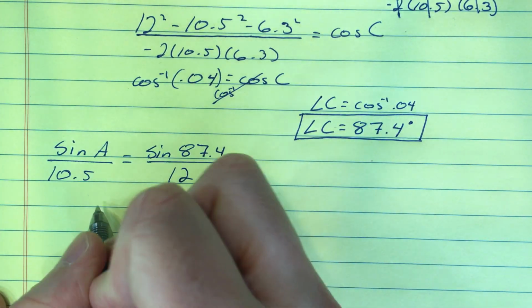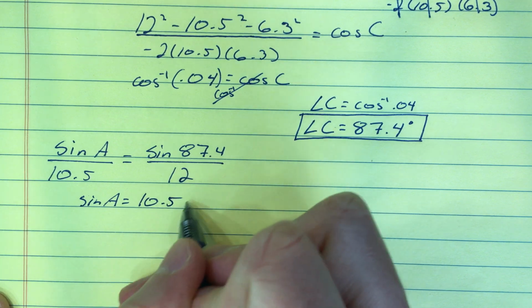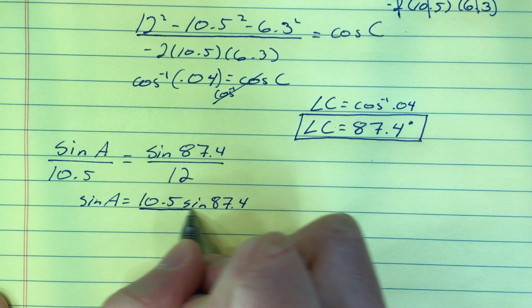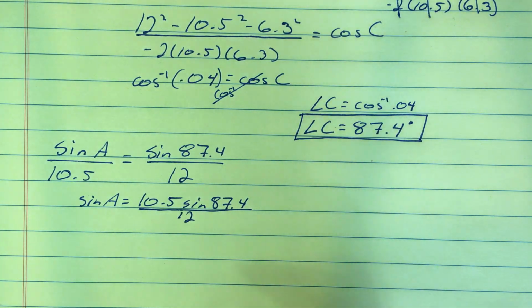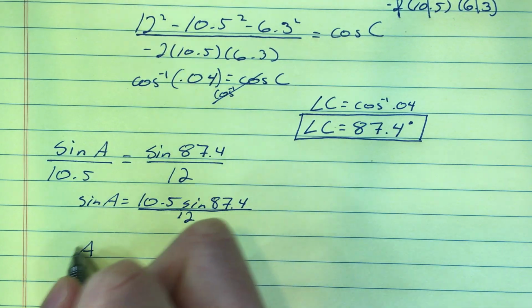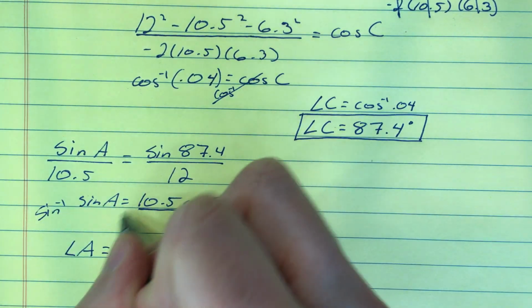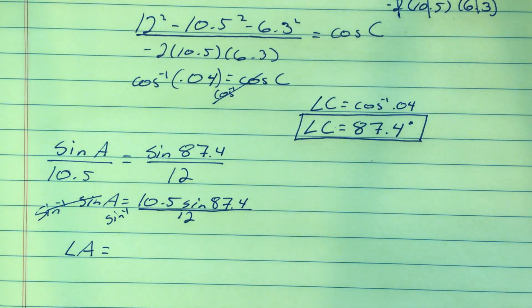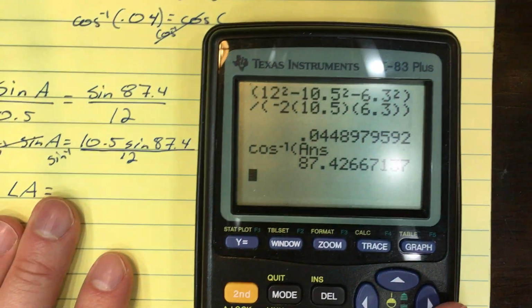All right, we'll do some rearranging here. We get sine of A equals 10.5 times sine of 87.4 over 12. And let's go ahead and actually get rid of this sine at the same time, so we just have to do one calculator entry here. So I'm going to go sine inverse, and then I'm going to type in all of this. Sine inverse to cancel out the sine on the left, so we just have angle A.